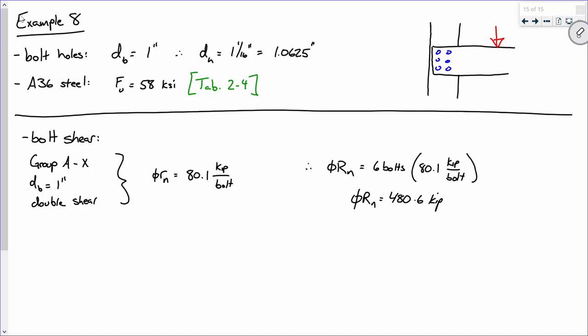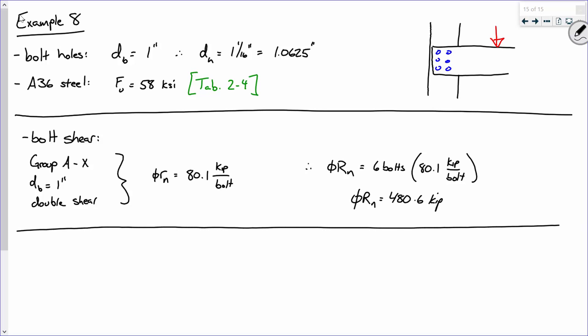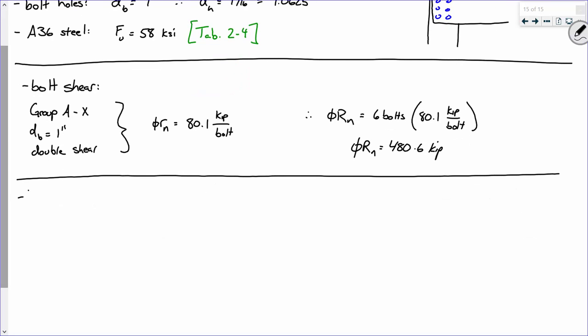Anybody else? This is good stuff. Anybody else? All right, please, if you've got anything, this is good stuff. All right. So this is bolt shear. Okay, let's look at bolt bearing.